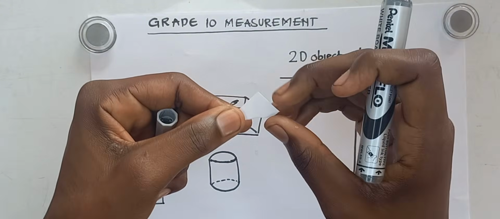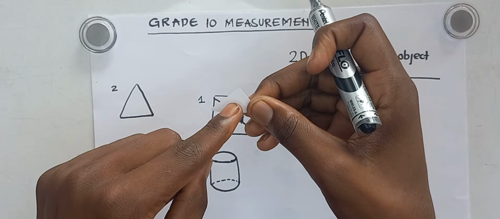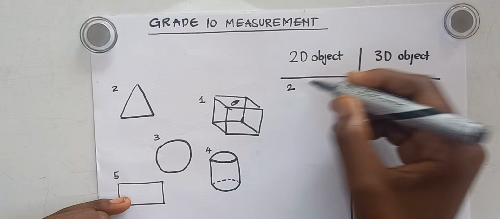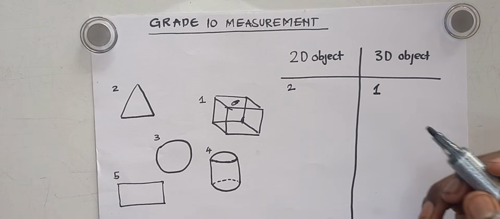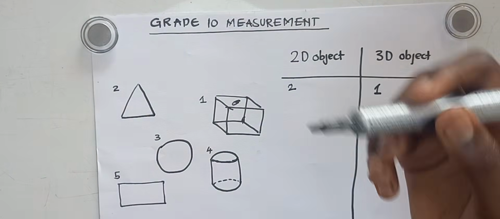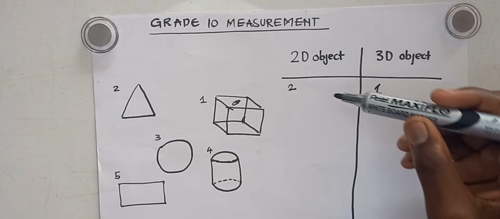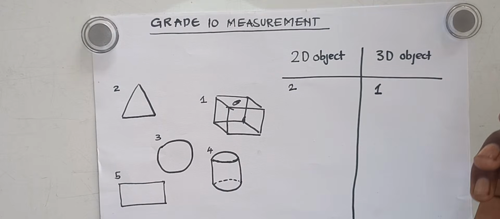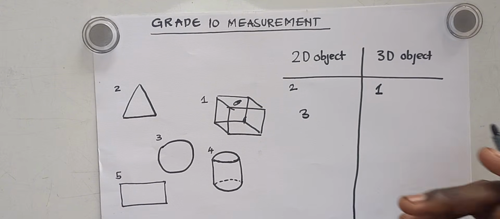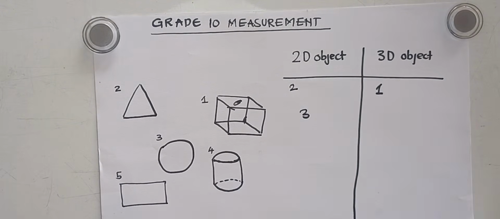Is it clear? You can see, I can see the front part and also the back part. So this is a 2D object. Number two is a 2D object. Going to number three, a circle. This circle is also a 2D object. Why? Because I can see the front part and also the back part. So number three is also a 2D object.